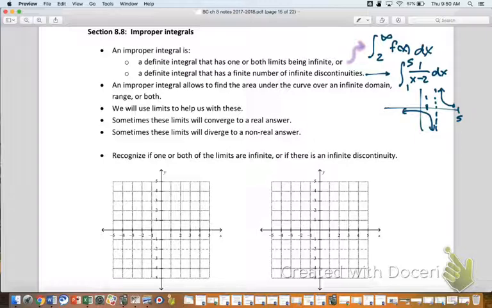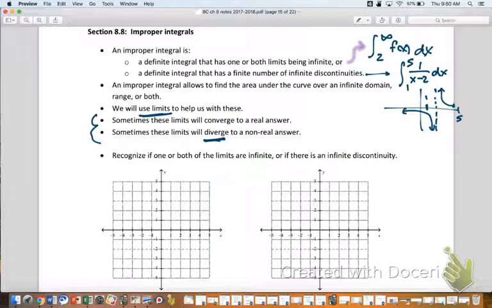So an improper integral allows us to find the area under a curve for an infinite domain, range, or both. Because these are improper integrals and you're going to have infinity in here somewhere in some shape or form, we are going to have to use limits. So actually writing lim with x approaching whatever is going to be pretty important here. And I mentioned a second ago, sometimes you're going to get an answer like 7 or 3 or whatever. Other times you're going to get a non-real answer. And the word we'll often use here is the word diverge.